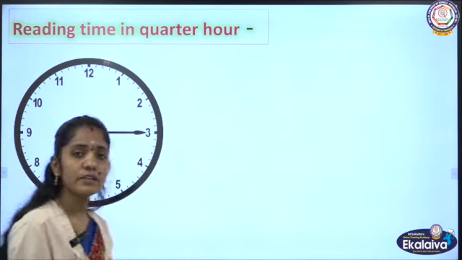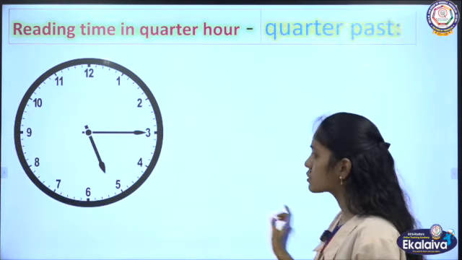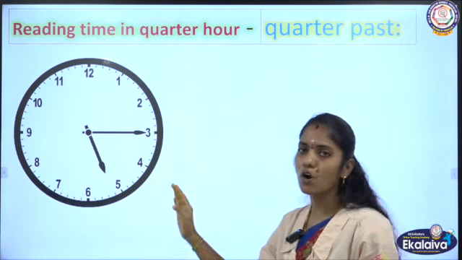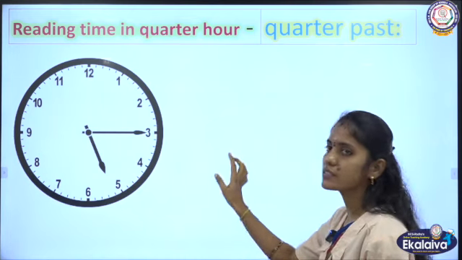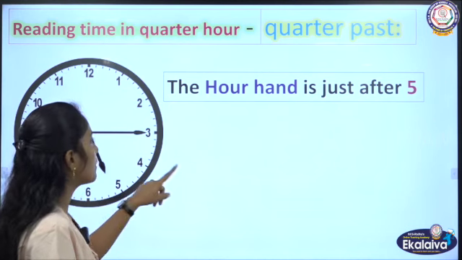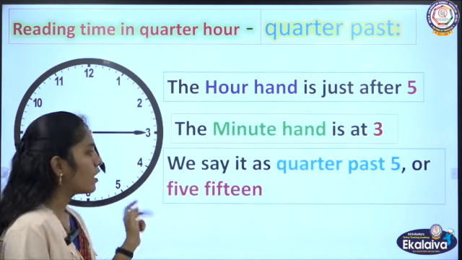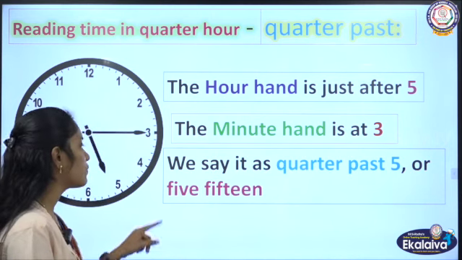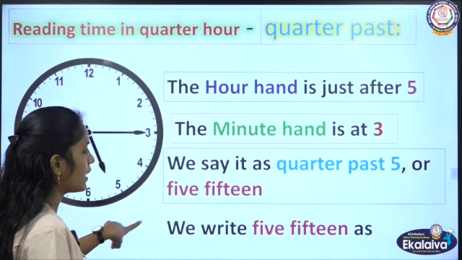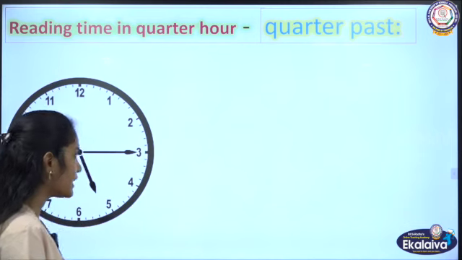Now we will read time in quarter hour. First we will see quarter past with this clock. Here the hour hand is just after 5. The minute hand is at 3. We say it as quarter past 5 or 5:15. We write 5:15 as 5:15. I repeat once again.